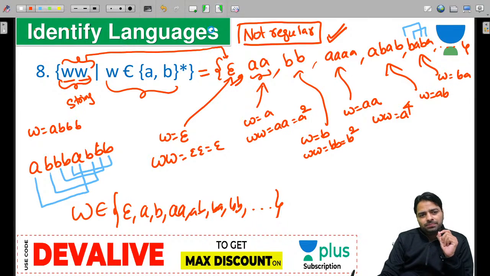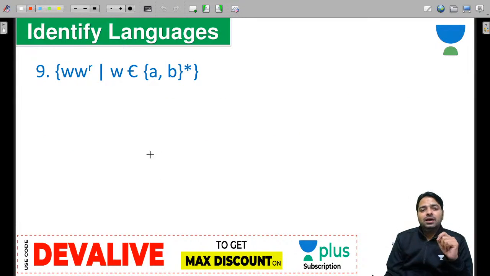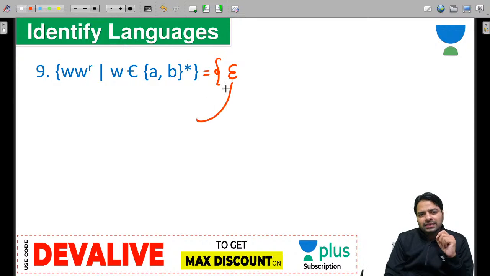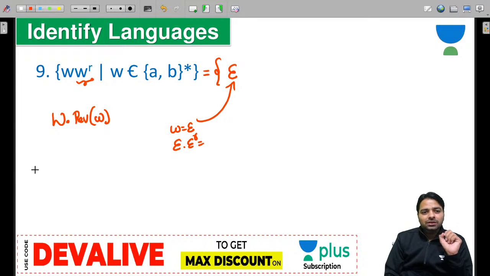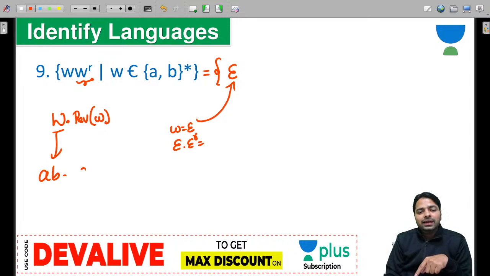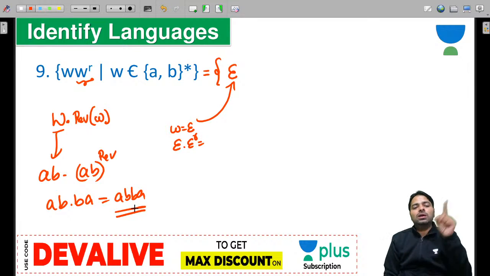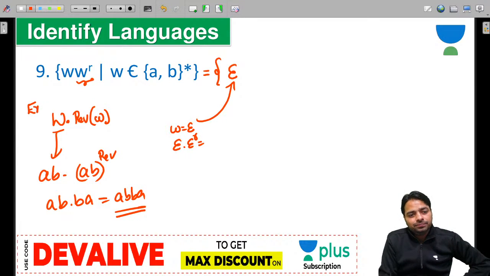Yes. Next problem. Look at it again. Next one, epsilon. How did you get that? Because when I put W is epsilon, then epsilon dot epsilon reverse. Reverse means the reverse of W. W dot the reverse of W. Remember that. You can also write it another way, W dot reverse of W. If W is AB, then AB reverse is going to be BA. AB dot BA is ABBA. So this is the string we are looking for in general. Example.